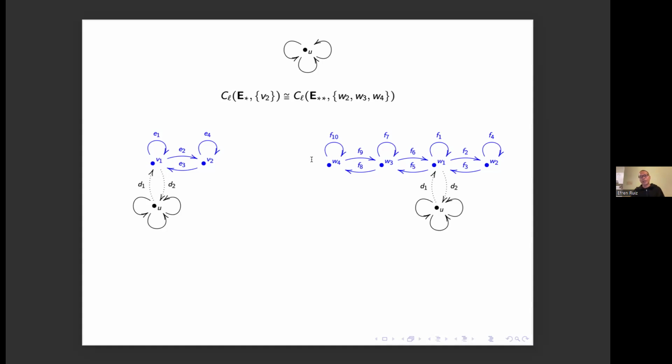So at the moment, what's important is that this isomorphism is not used to get this D1 and D2 for this graph.